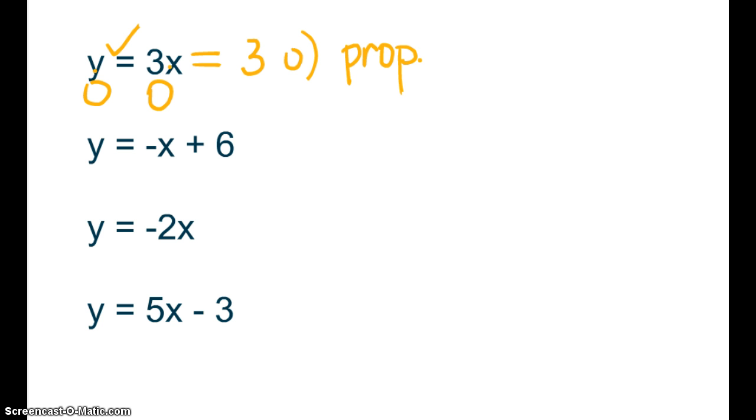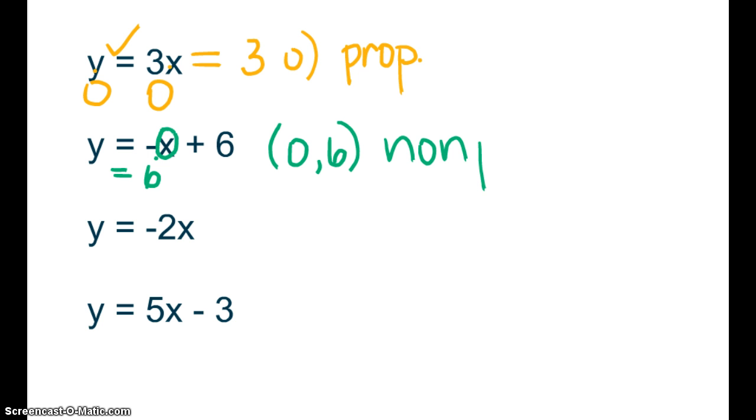In this next situation, if I took 0 and plugged it in for x, 0 is not negative or positive, so it's 0 plus 6, so y is going to equal 6. So the point that this represents would be x is 0, y is 6. Is that proportional? No, that is non-proportional because, again, when x is 0, y is 6.